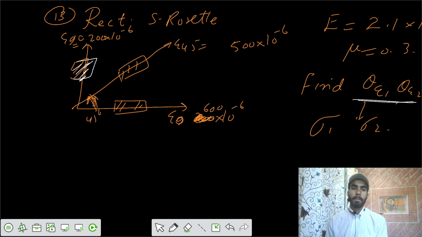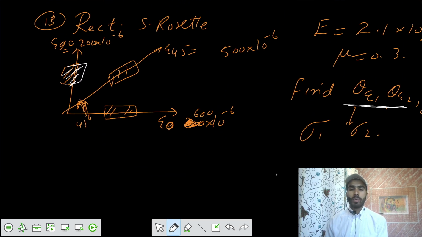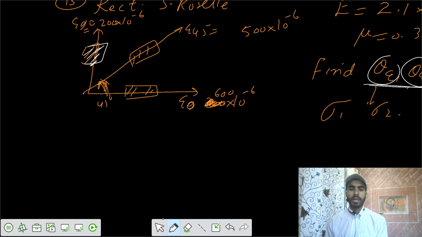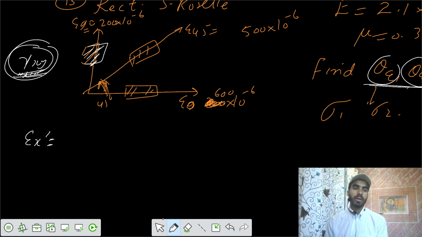Now we need to get theta. Firstly, we can calculate the magnitude. If we calculate the magnitude, let's say I would write Ex dash equals to, I need gamma xy for this one, because we have 3 strain gauges. That means gamma xy has to be calculated first. So let's write E45 equals to E0. Let's calculate these values only.